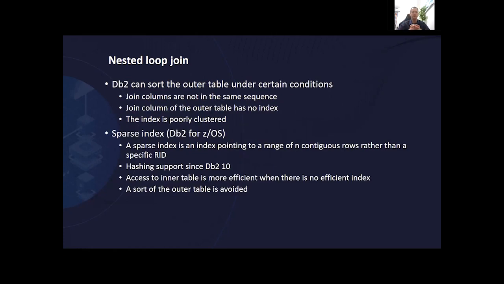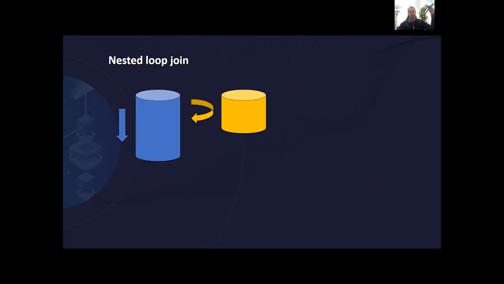Yeah, the sparse index. A sparse index is an index pointing to a range of contiguous rows rather than a specific row, and it allows some hashing. This technique is kind of equivalent to the hash join, which is not available in DB2 for z/OS. DB2 can also sort the outer table under certain conditions, especially if the index is fully clustered and so on. So this is the basic idea: you scan the blue table, and for every qualifying row, you take a look into the yellow table, which is the right table on my diagram, and it goes like that.